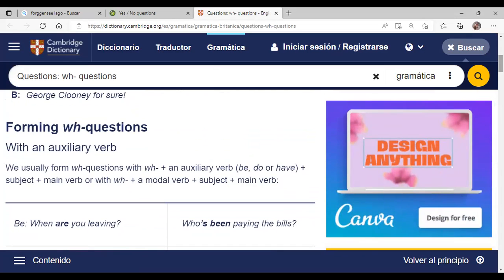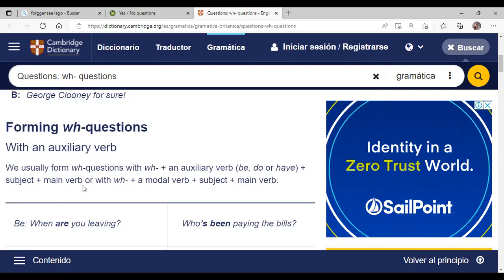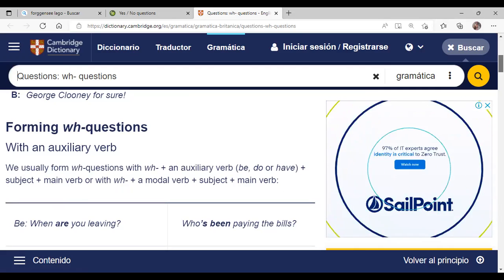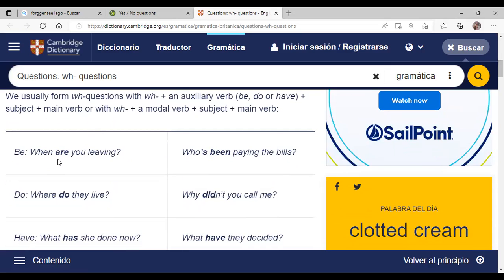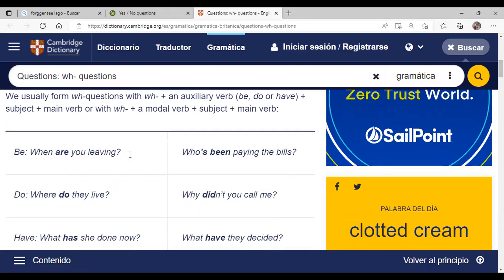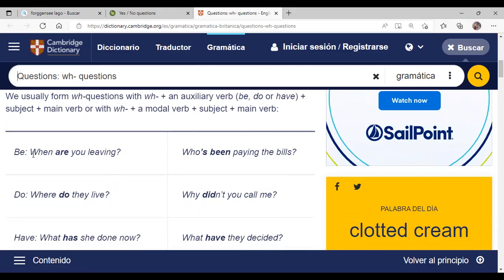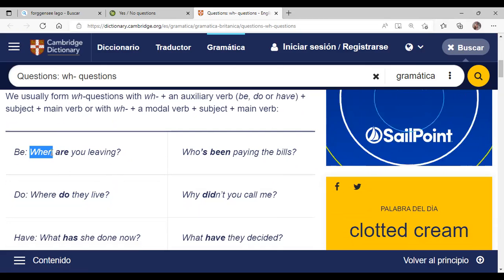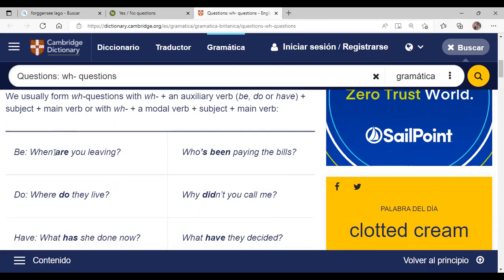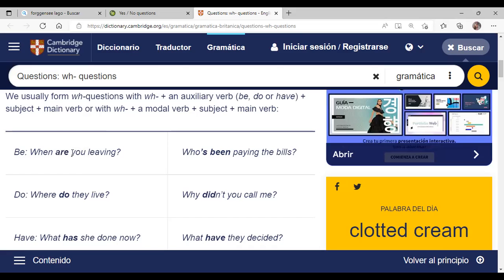How do we form WH questions? Well, we usually form WH questions with a question word plus an auxiliary that can be do, have, etc., plus the subject plus the main verb. So let's see. When are you leaving? This is a WH question. First, we start with the question word. Then we have the auxiliary. After the auxiliary, we have the subject. And finally, we have the verb.